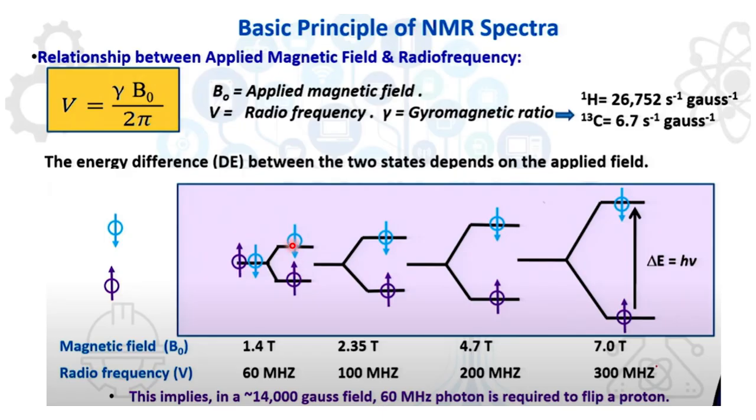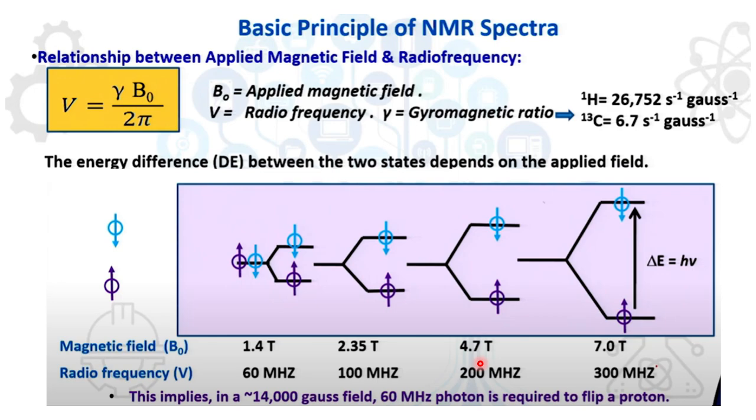It will flip. Exactly. But all are covering radio frequency, but now you just see that it is not 60, now it becomes 100, because now the energy gap is also increased, na, because of the higher magnetic field.